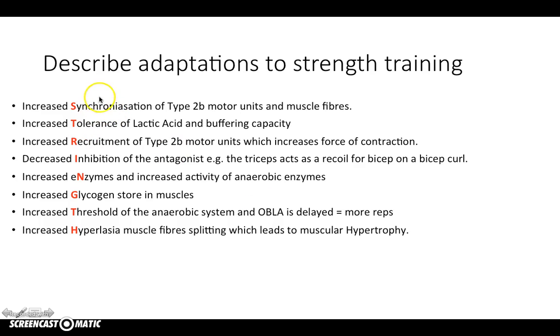This actually contributes and comes in with the R: increased recruitment of type 2B motor units, which increases the force of contraction. So your brain is switching on more motor units, okay, recruitment. We are recruiting more motor units, which is basically going to allow for a more forceful contraction.